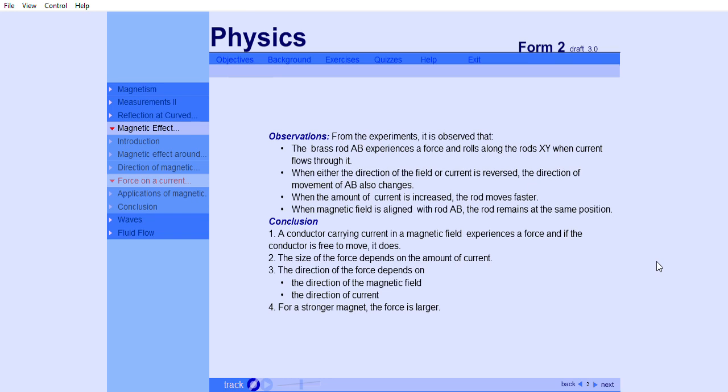Conclusion. A conductor carrying current in a magnetic field experiences a force, and if the conductor is free to move, it does. The size of the force depends on the amount of current. The direction of the force depends on the direction of the magnetic field and the direction of the current. The force is stronger if a stronger magnet is used.